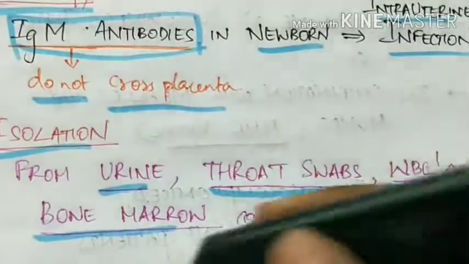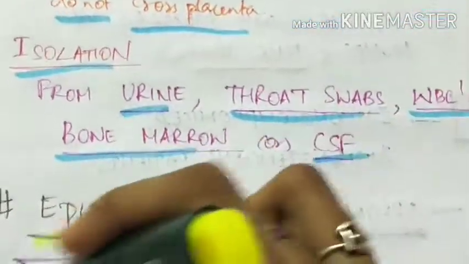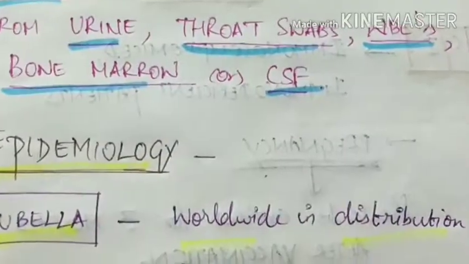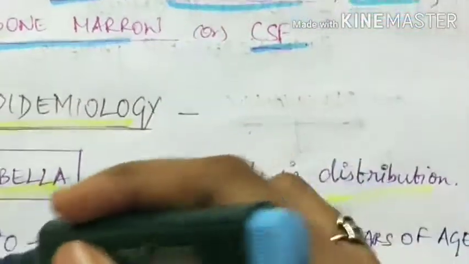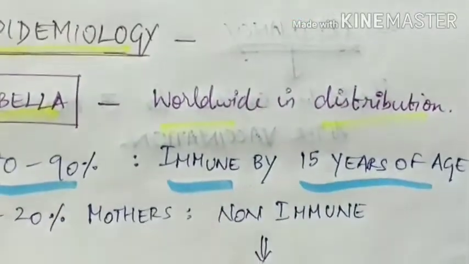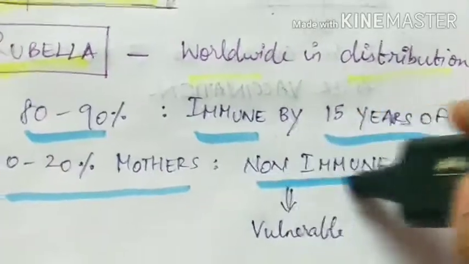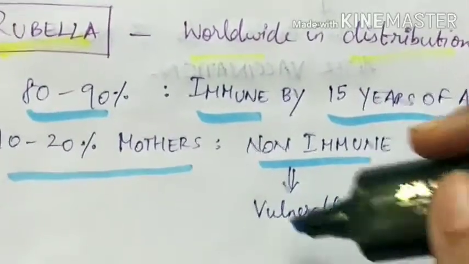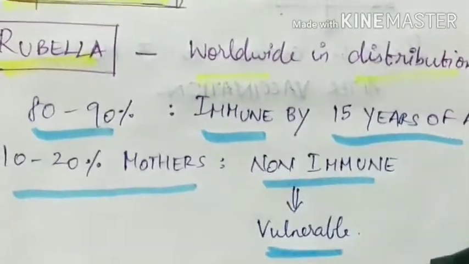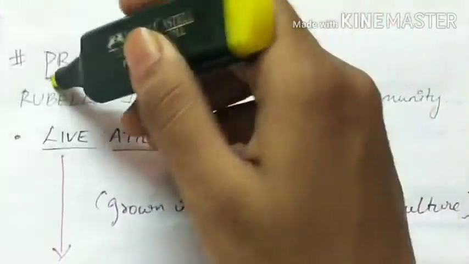Epidemiology. Rubella is worldwide in distribution. About 80 to 90% are immune by 15 years of age. 10 to 20% of mothers are non-immune and therefore they are vulnerable to develop rubella. Lastly, the prophylaxis of rubella.